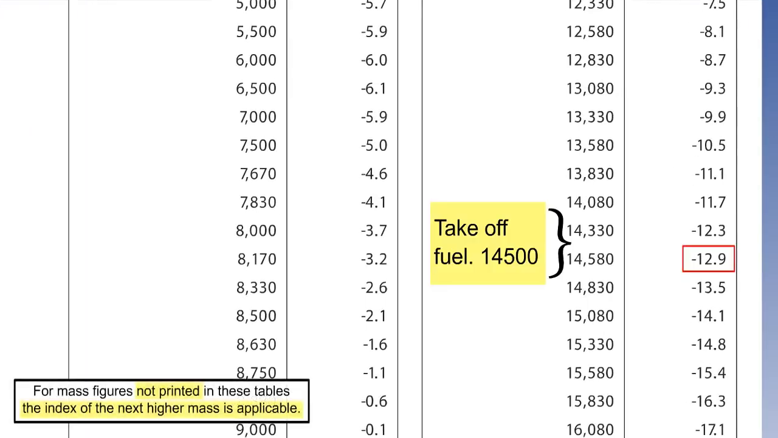The takeoff fuel from our load sheet, 14,500 kilograms, cannot be located exactly in the fuel correction table, but the note at the bottom states that we must use the next higher mass. In our case, we can use the index for 14,580, which will give us an index of minus 12.9 units.